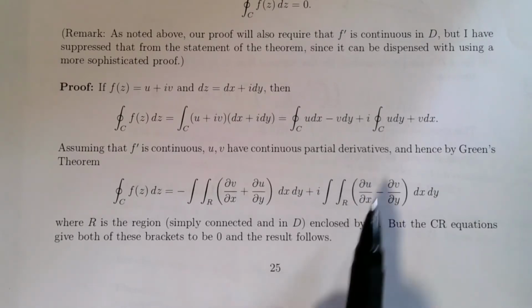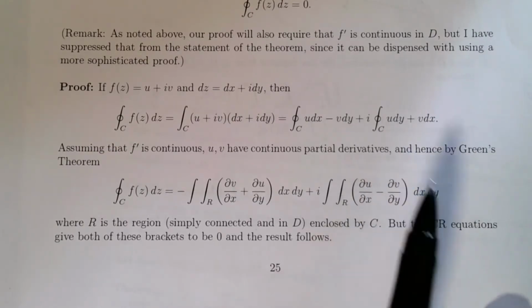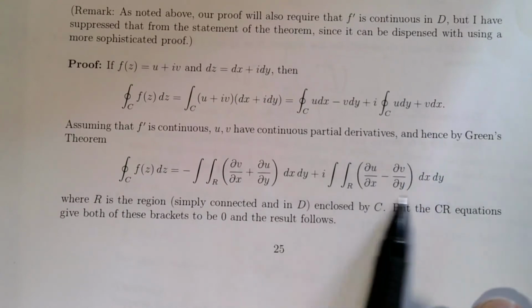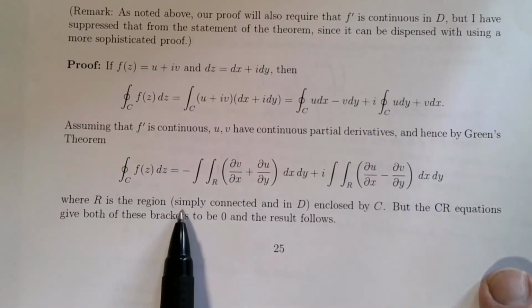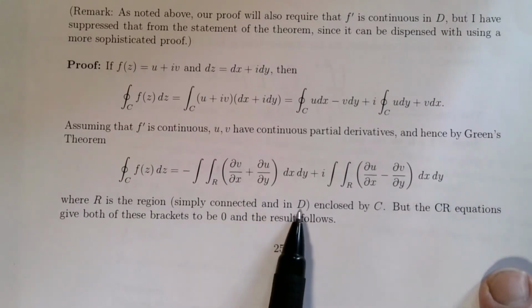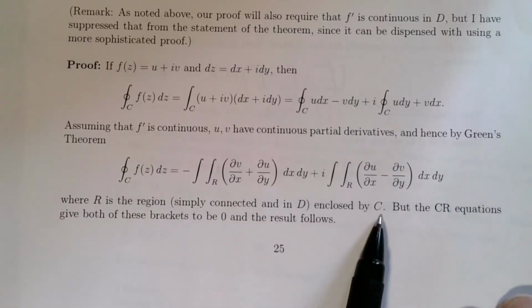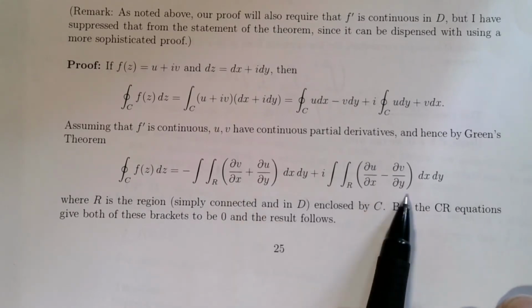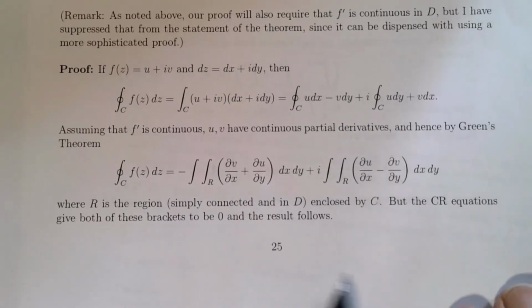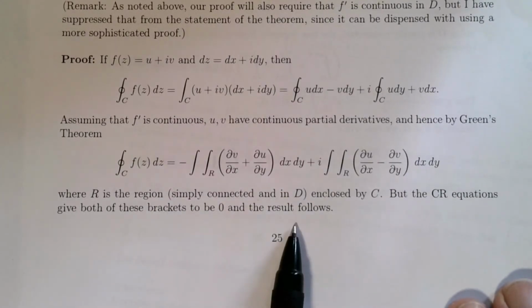In fact, that's what happens there. So we end up with this when you substitute it in, and R is the region which is simply connected and in D enclosed by C. But now by the Cauchy-Riemann equations, each of these brackets is 0, and the result follows. So there it is. It comes out easily once you use Green's theorem, but that of course assumes that f dashed is continuous.